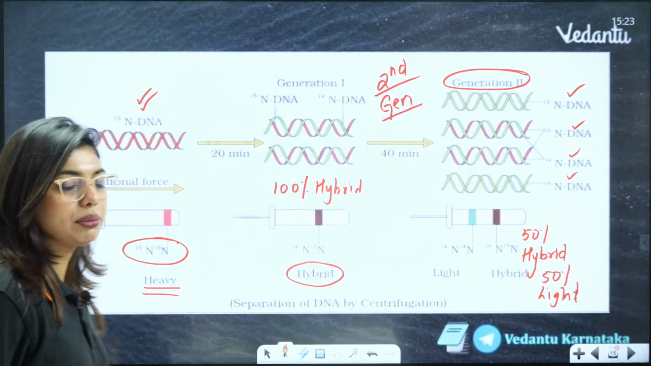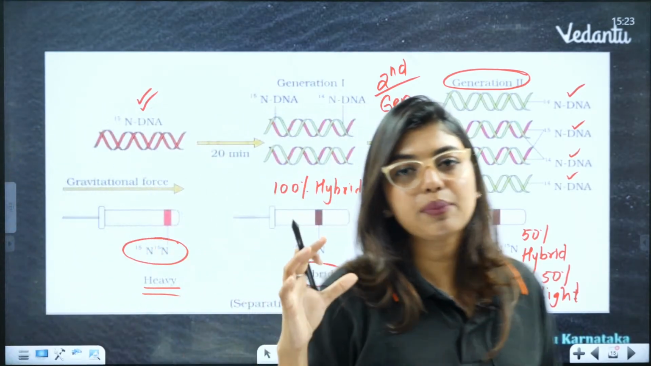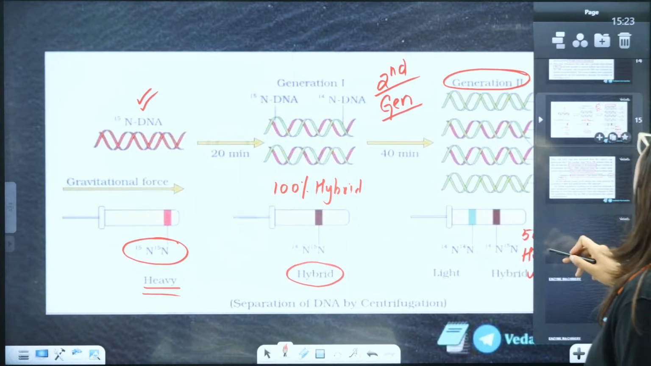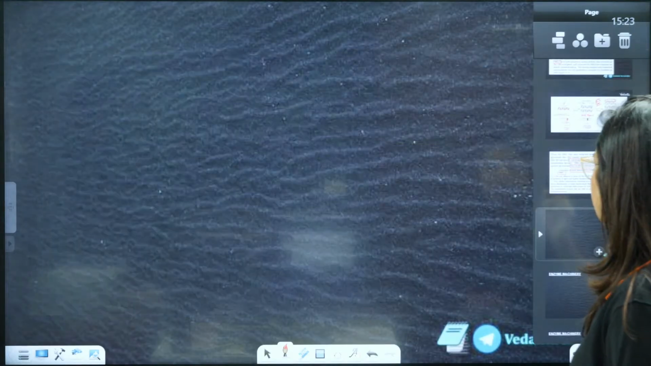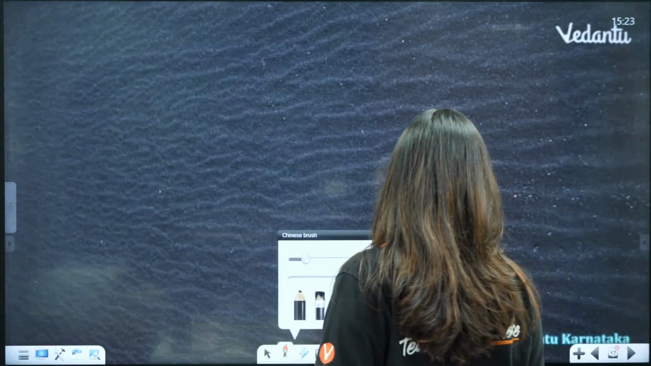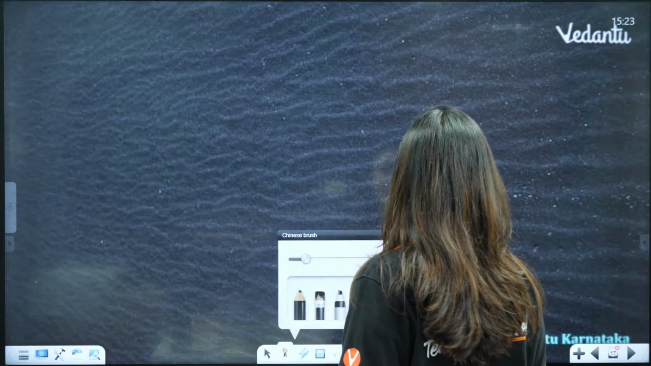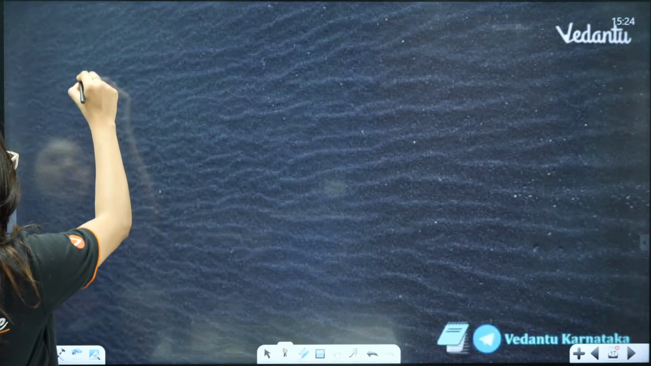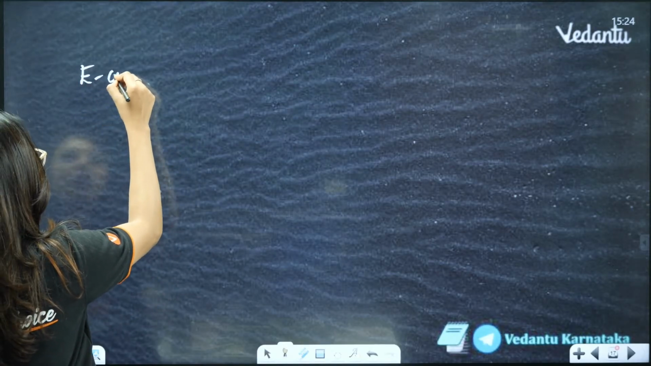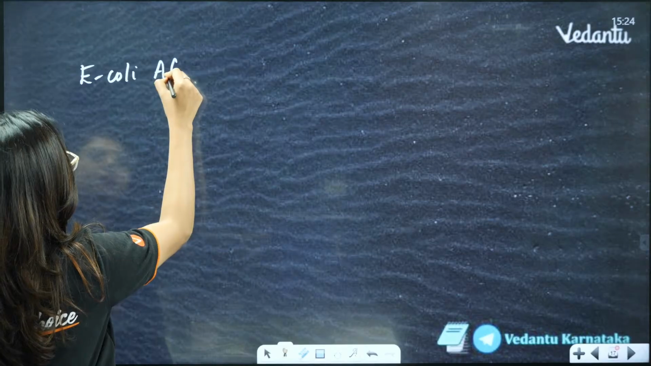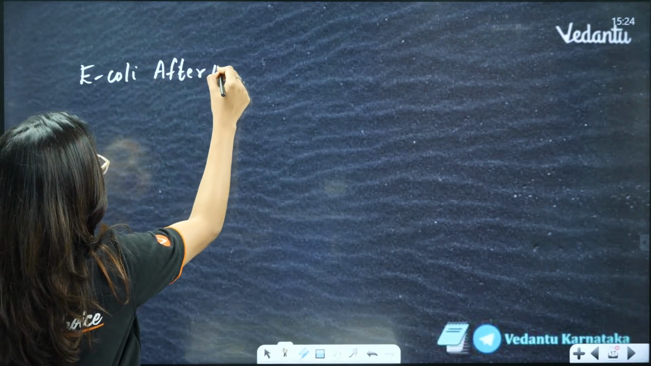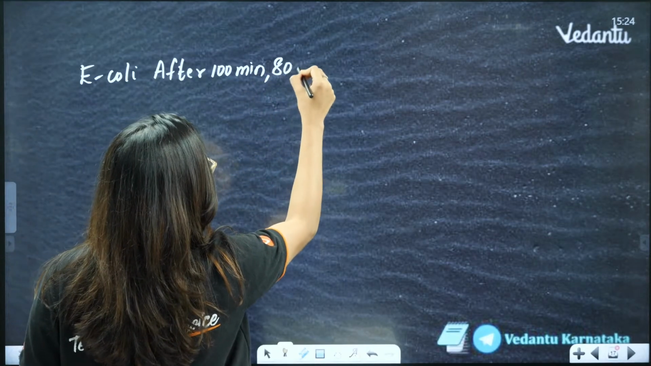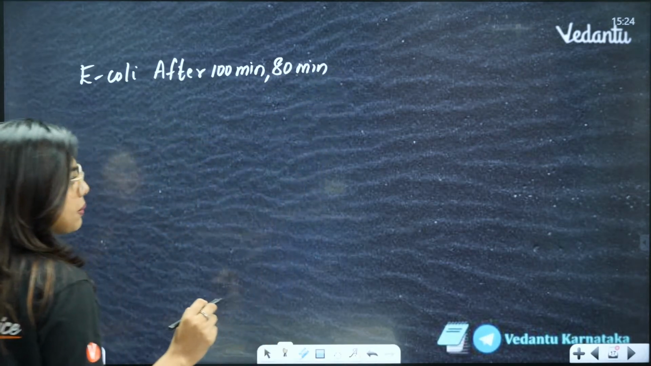Now again, after 40 minutes, if you try also, I told you, we will do that separately. Now, is this clear? Students, remember that they will ask you questions in the exam based on the time. Let's say after 100 minutes, what will you get, or after 80 minutes, what will you get? For that you have to know the experiment properly.